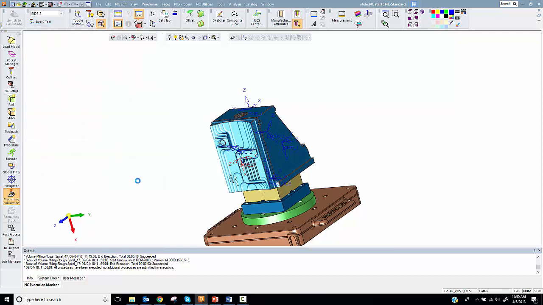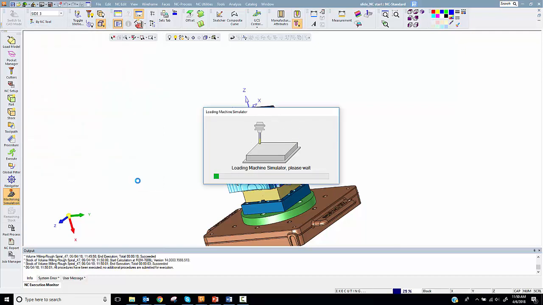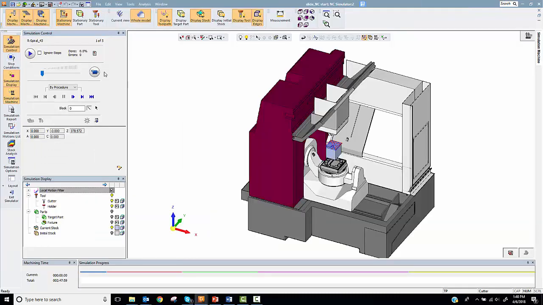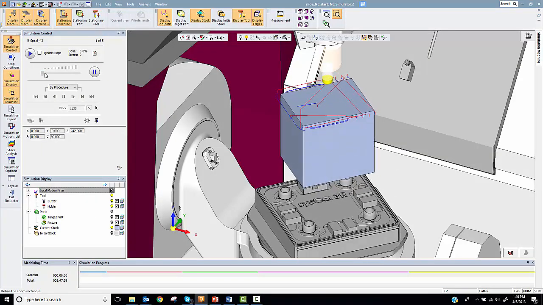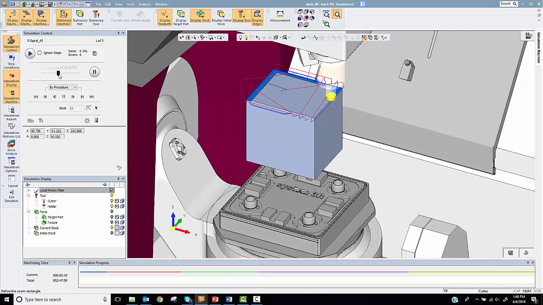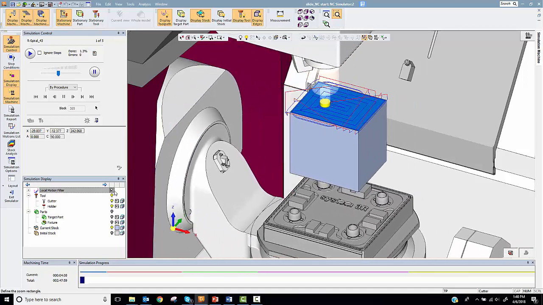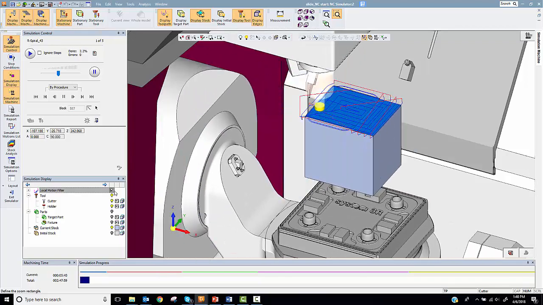Using the machine simulator, we can verify the toolpath and that all connections occur in safe locations. Watching the simulation, we can see the stock removal from each tilt, each stopping at the defined Z bottom.